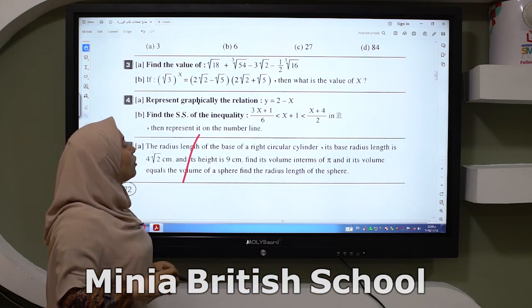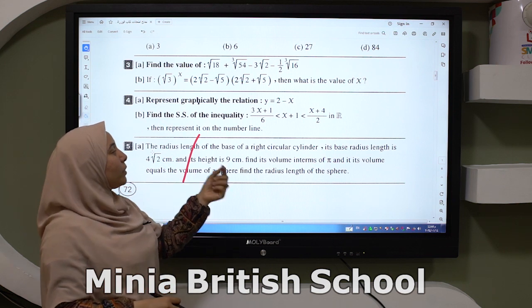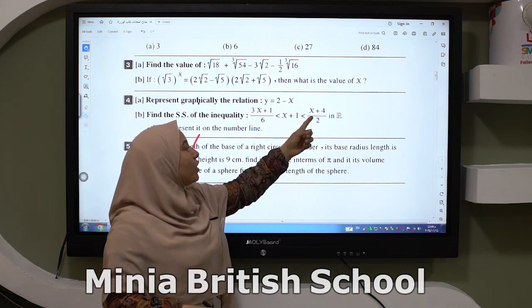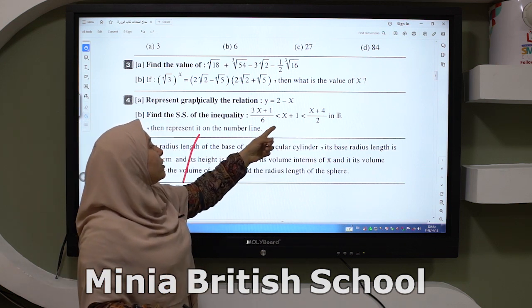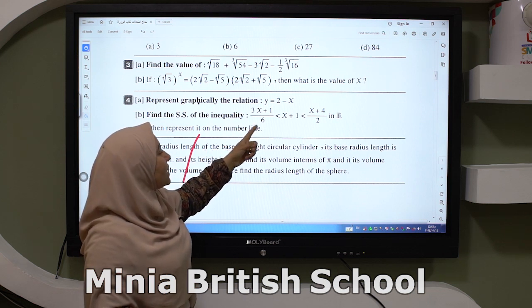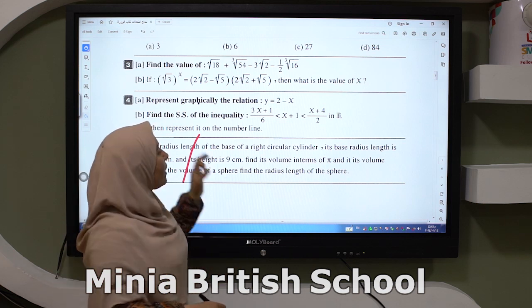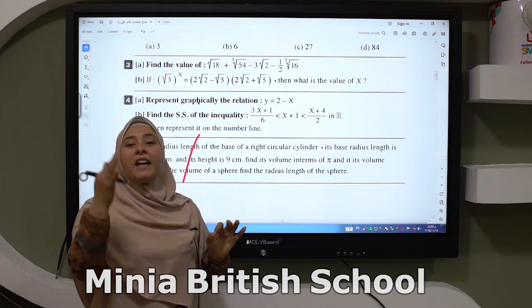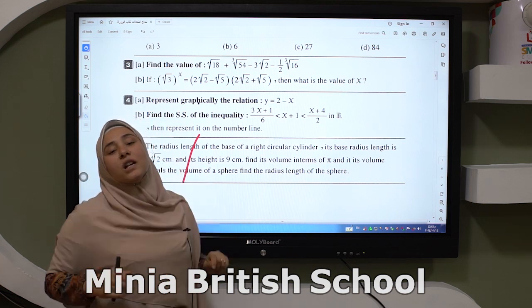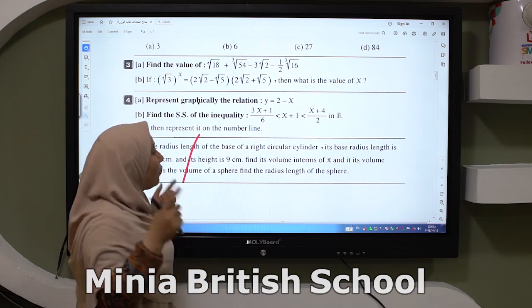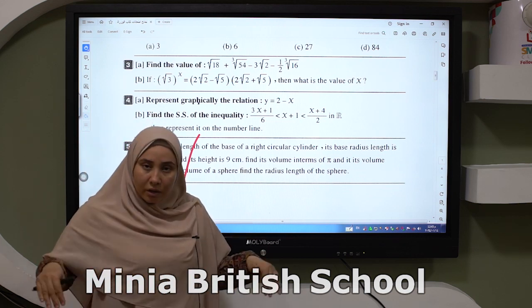Find the solution set of the inequality x plus 1 greater than x plus 4 over 2 greater than 3x plus 1 over x and less than x plus 4 divided by 2. In this inequality, I have an inequality of 3 sides, and I also have fractions.